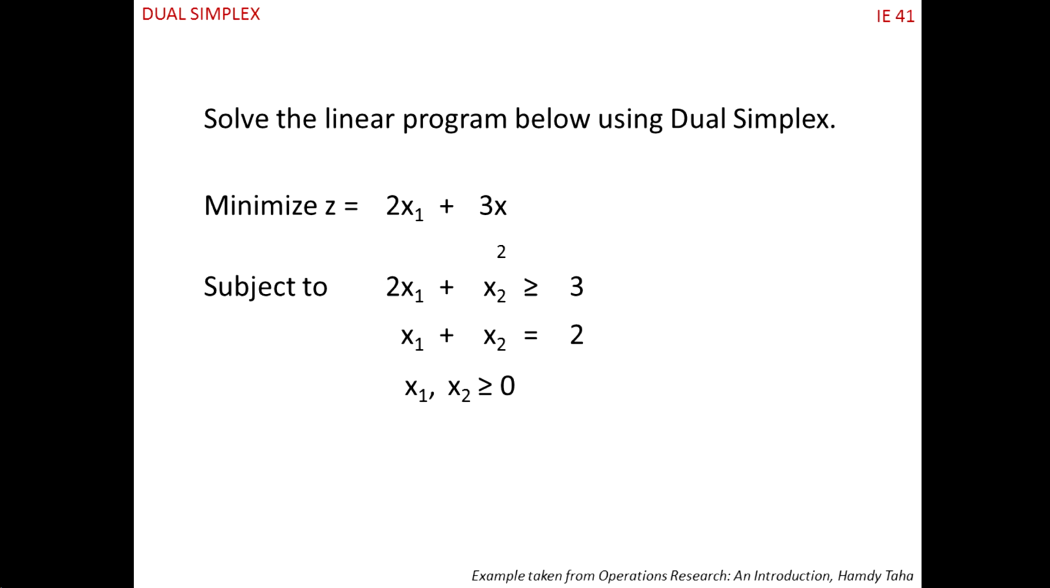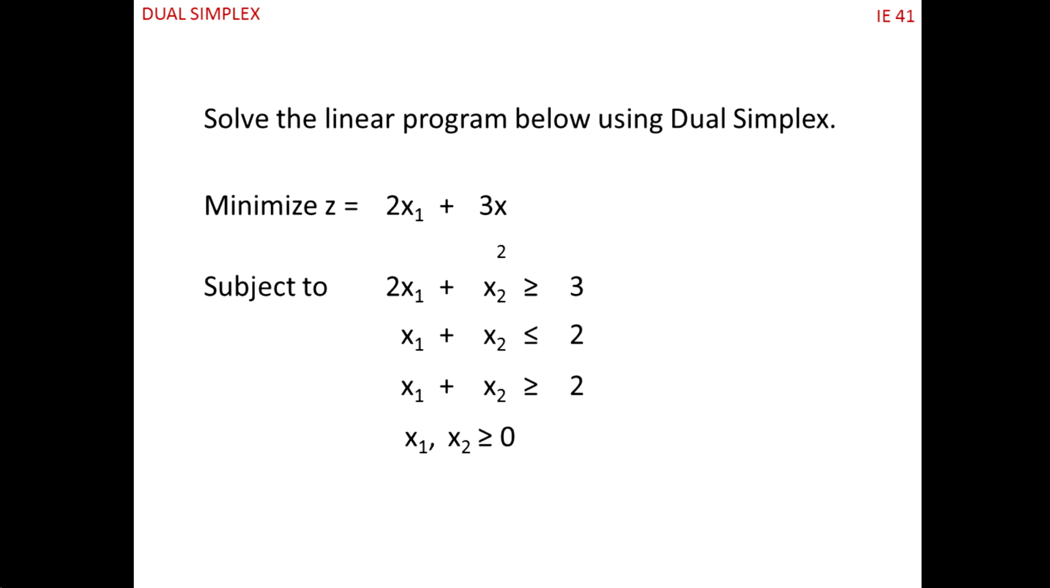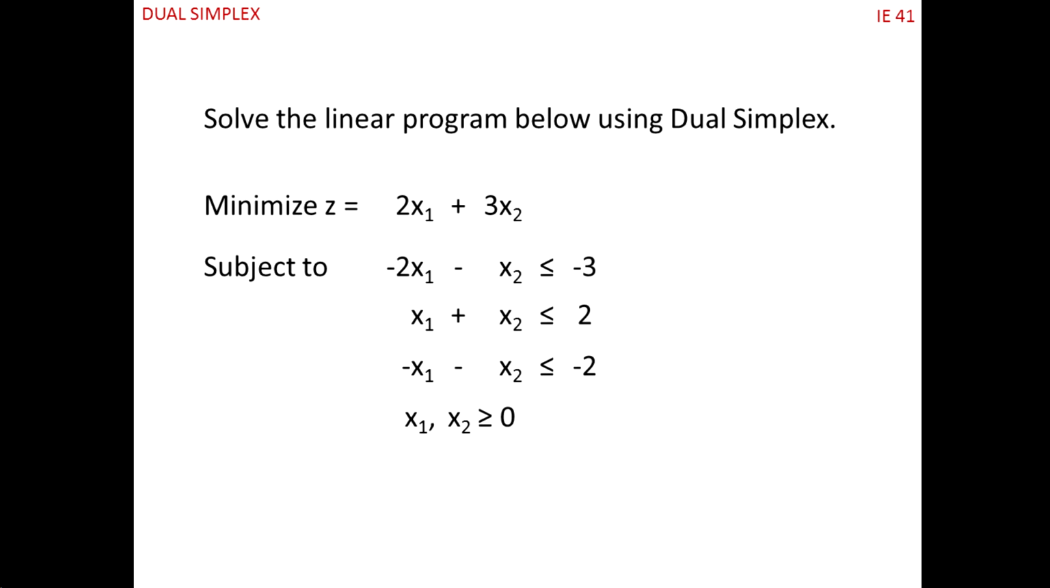Before we can perform dual simplex, it is necessary to have all the technological constraints be written as less than or equal to inequalities. First, we rewrite the equality constraint as two inequalities, one greater than or equal to inequality and one less than or equal to inequality. This leaves us with three inequality constraints.